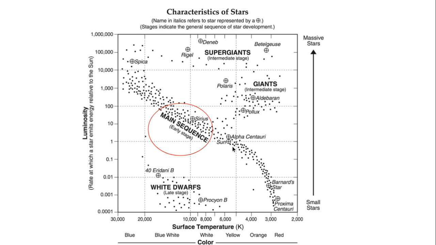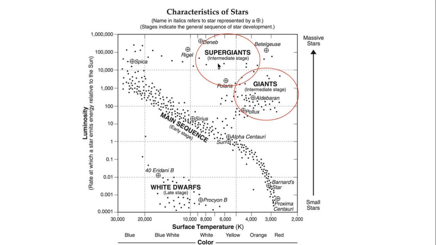Again, this is where our sun is right here. Our sun is a main sequence star, so currently our sun is burning hydrogen for fuel. And when a main sequence star runs out of hydrogen fuel, it will move to its intermediate stage. And depending on how big it was as a main sequence star, it will either become a giant or a supergiant. So if it's a smaller star, it will become a giant, like our sun. Our sun will become a giant. Or if it's a bigger star, it will become a supergiant.